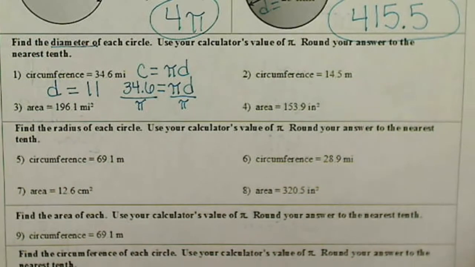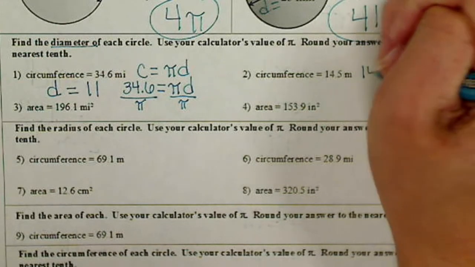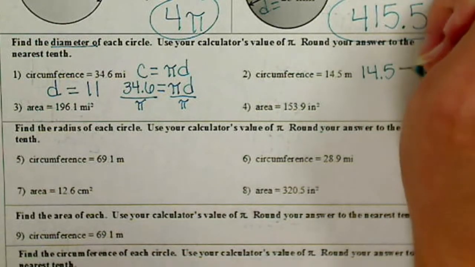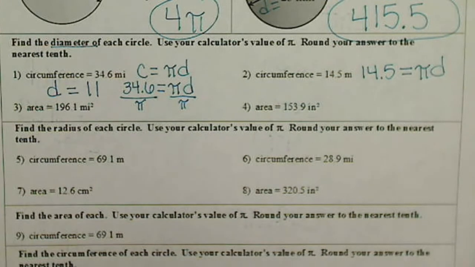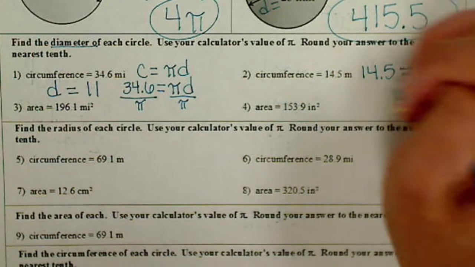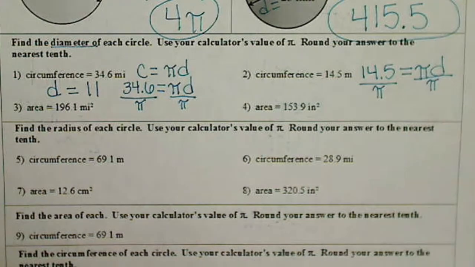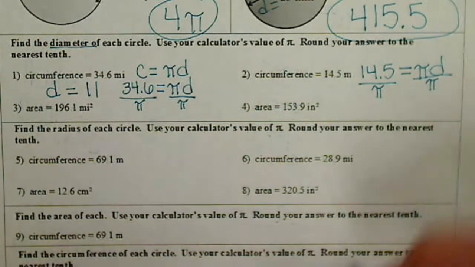Same for number 2. Take 14.5 and set it equal to pi times diameter. So to get rid of the pi, we divide 14.5 divided by pi is 4.6.